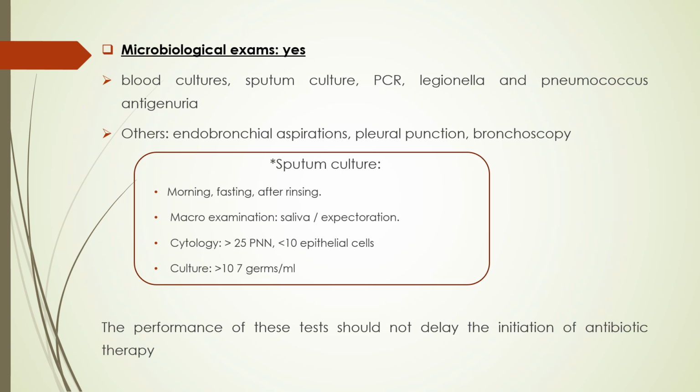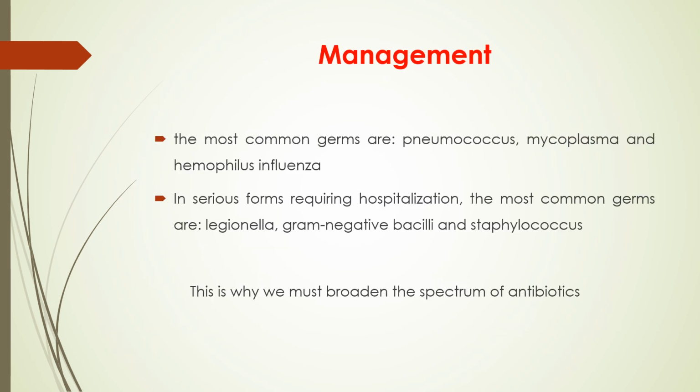The performance of these tests should not delay the initiation of antibiotic therapy, as we have said first, because we have to begin antibiotics as fast as possible, and it will be probabilistic at the first line. So, as we have said, the most common germs in these infections are pneumococcus, mycoplasma, and Haemophilus influenzae. But the most common germs in the hospitalized persons are Legionella, gram-negative bacilli, and Staphylococcus. So we must broaden the spectrum of antibiotics depending on these germs.